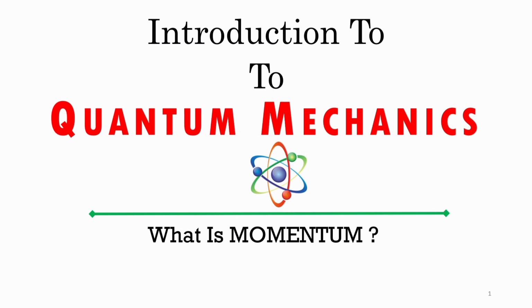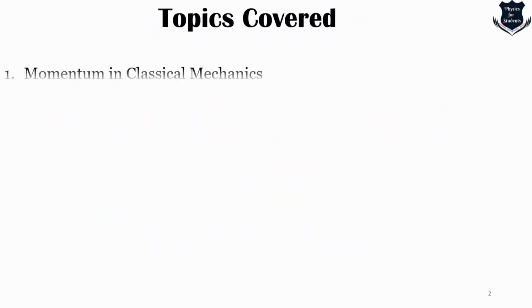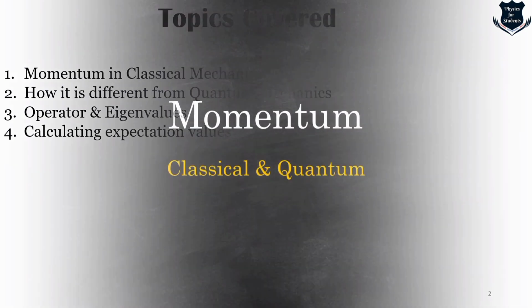So first let us see what are the topics that we are covering today. We first understand what is momentum in classical mechanics, how it is different from quantum mechanics, what are the different operators that we use along with the eigenvalues, and what is called calculating expectation values. These are the few topics that we are going to look into, but primarily we are going to emphasize and see details about momentum in quantum mechanics.